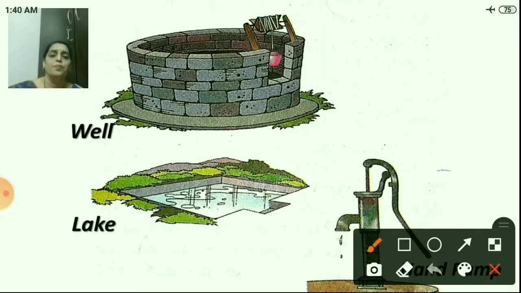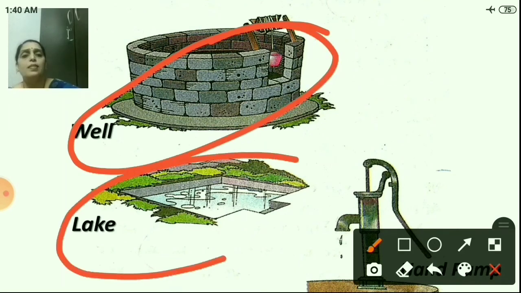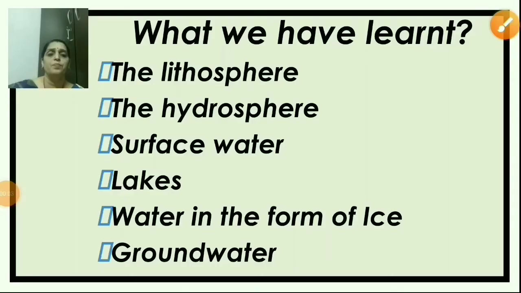So students, this is the picture of a well, and this is a lake, and here is the hand pump. Now let's revise what we have learned today. We have learned the lithosphere means land. The hydrosphere means water. Very good. And in hydrosphere we have learned surface water, lakes, then water in the form of ice and groundwater.